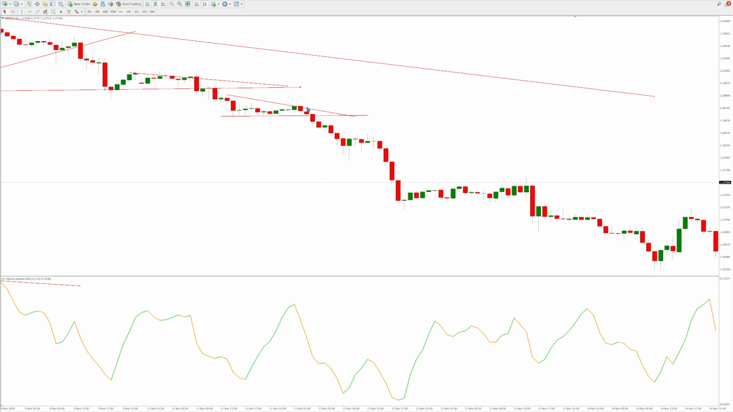You've got a nice 3 inside down candlestick pattern there. It's a bullish candle followed by 2 bearish candles. Okay, nice engulfing candle there. Lots of confirmation of bullish momentum.